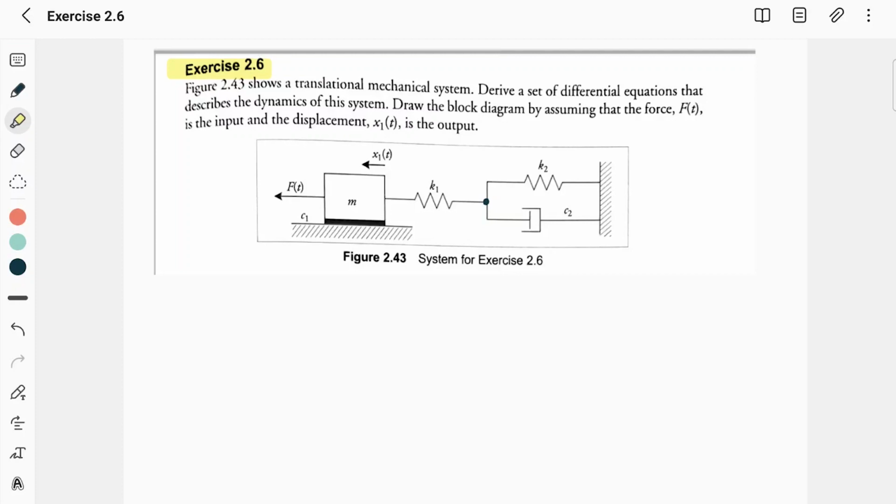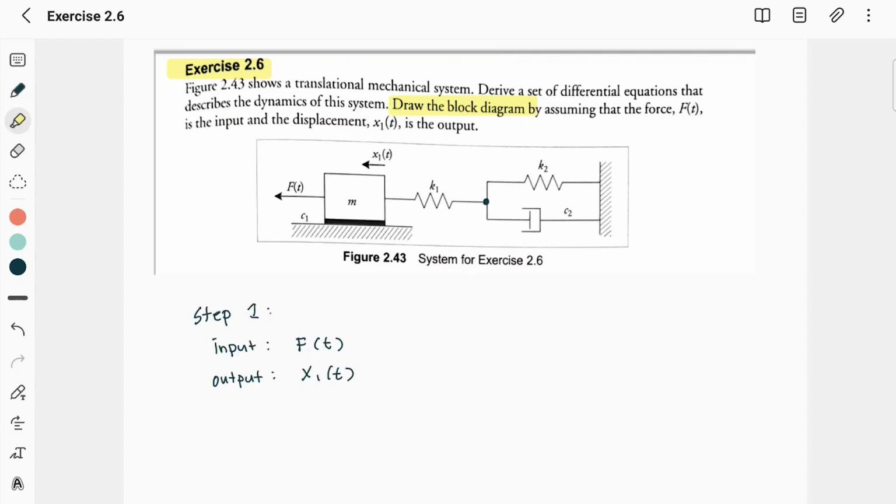Question 2.6 asks you to derive a set of mathematical equations that describe the dynamics of the system. Then, using the derived equation, you will need to draw a block diagram. So, let us follow the steps of drawing a block diagram.